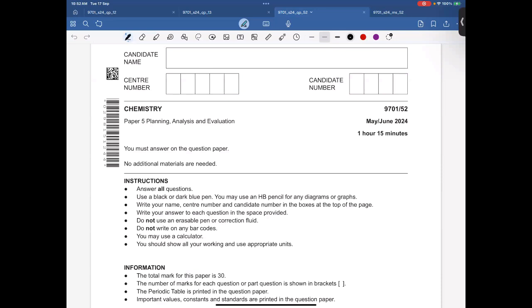I'm solving paper 5, planning, analysis, and evaluation, of May June 2024, variant 52. The duration of this paper is 1 hour 15 minutes. We have approximately 2 questions in this paper and we need to attempt all of them. The total mark for this paper is 30. Let's see what we have in the paper.